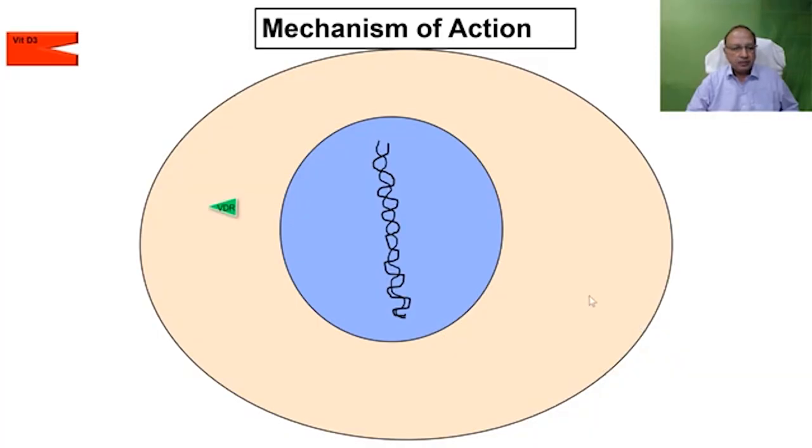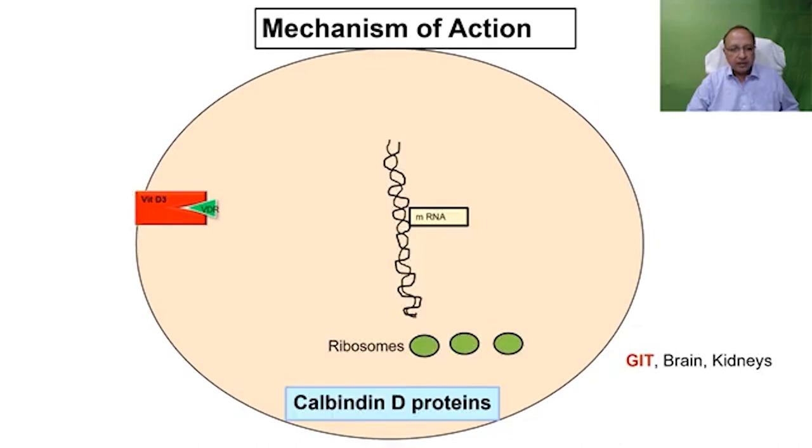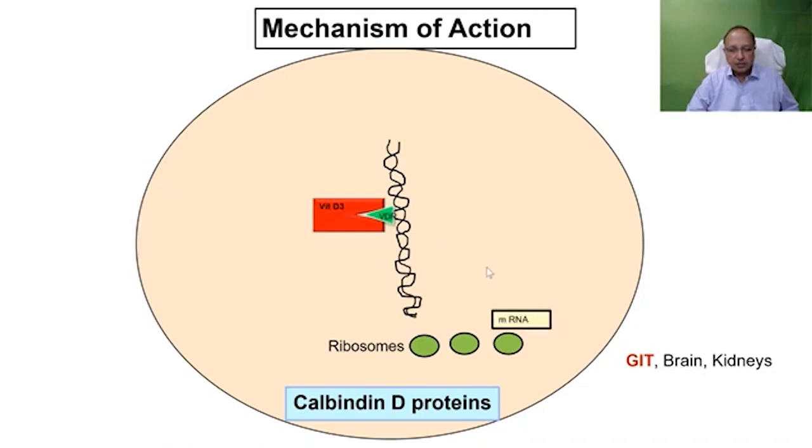So what is its mechanism of action? Vitamin D3 will act on its receptor. It moves like any other sterol, the receptors are located in the cytoplasm, it combines and then moves to the nucleus, and in the nucleus it causes the transcription process to start. Following transcription, translation occurs in the ribosomes, and proteins are produced that are calcium binding D proteins. They are produced in the GIT, brain and kidneys, but mainly in the GIT, from where they cause enhanced absorption of calcium.